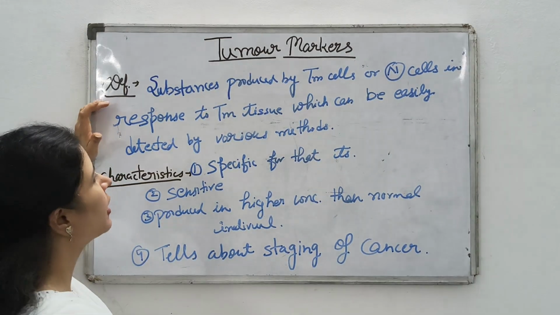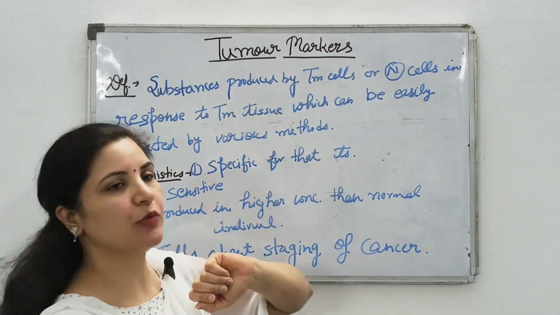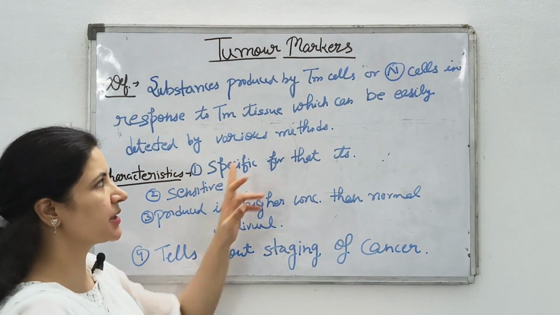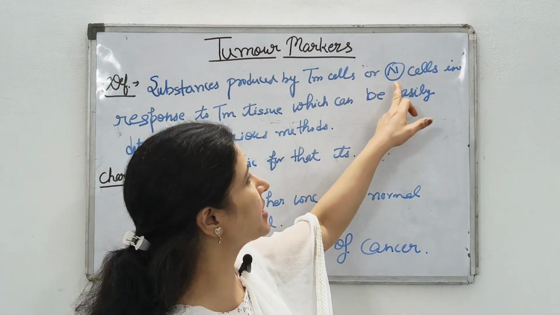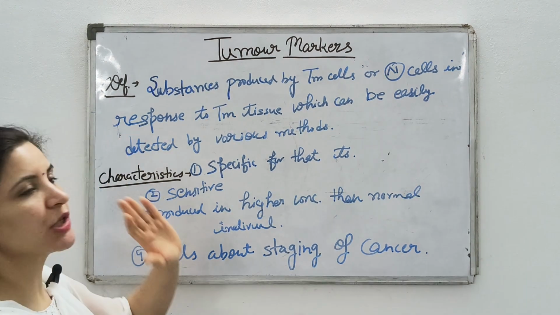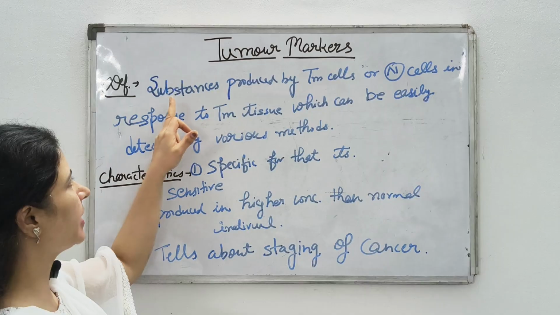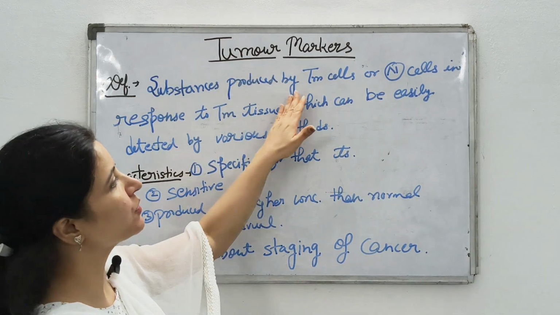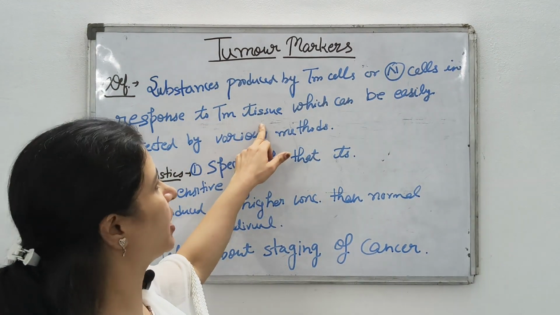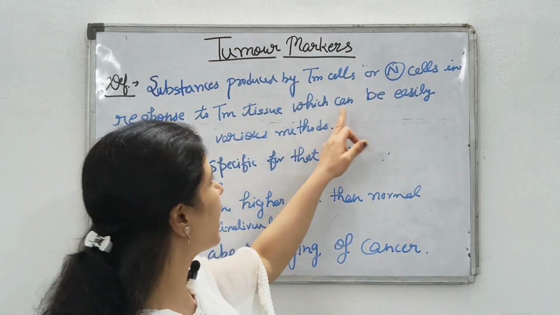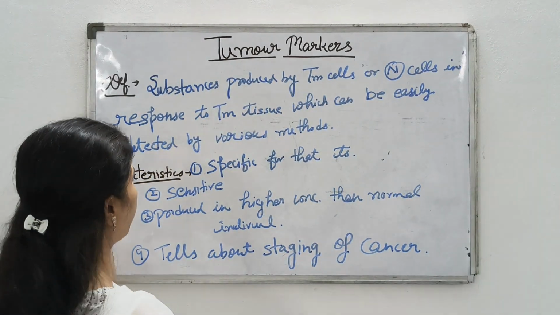Tumor markers are substances which are produced by tumor cells, or you can define them as substances which normal cells produce in response to tumor tissue. So what are tumor markers? These are substances produced by tumor cells or normal cells in response to tumor tissue, and which can be easily detected by various methods. This is the definition of a tumor marker.